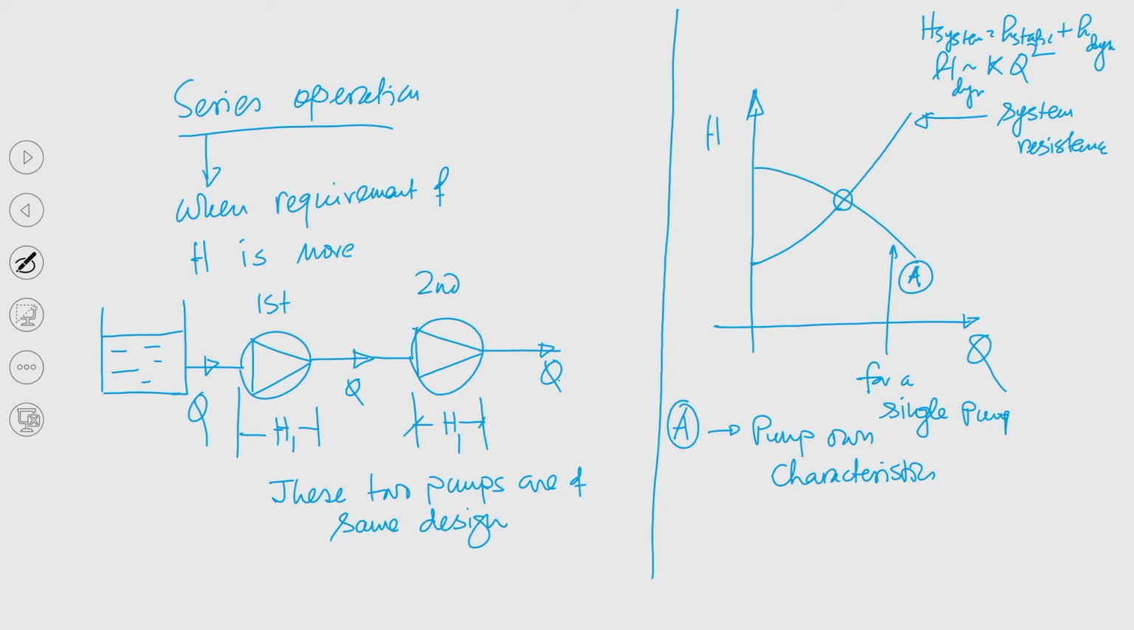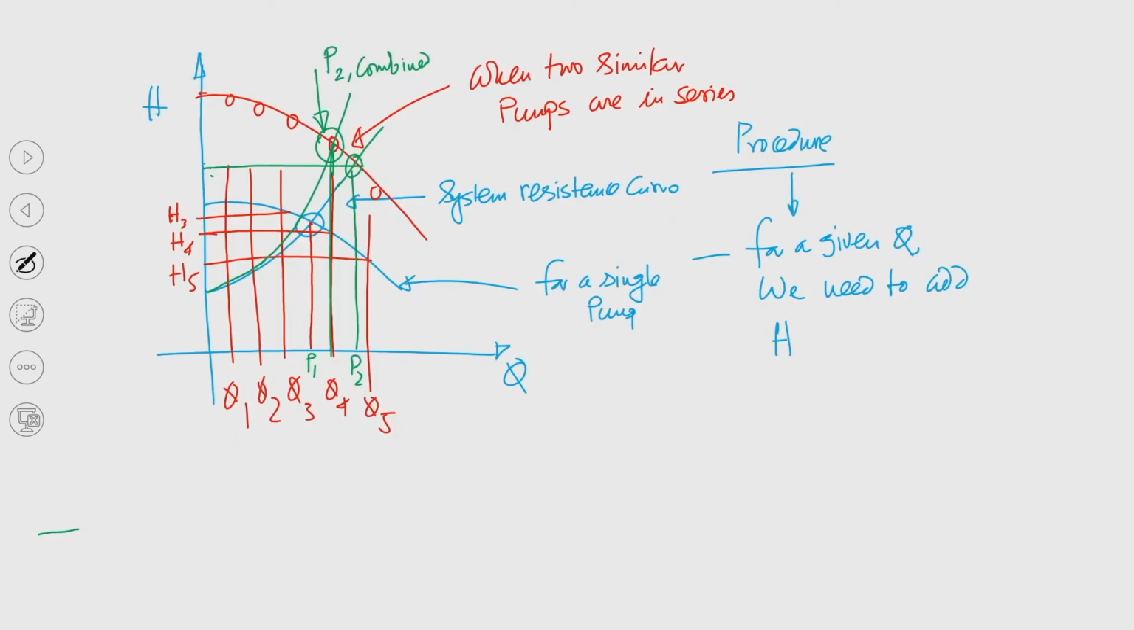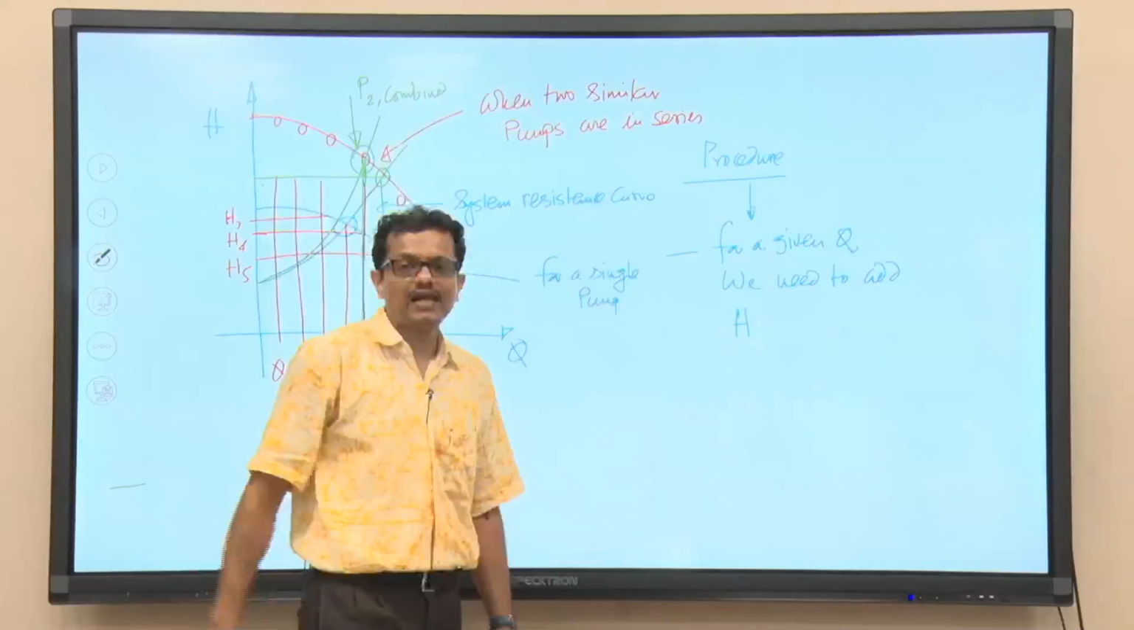So, basically though we are supposed to get Q amount, but when these two pumps are connected in series, because of this additional pulling effect that will be there because of the second pump, this Q will be slightly increased, and that is what we can see from this system HQ characteristic curve of the pumps. So, this is what happens when two pumps are connected in series.